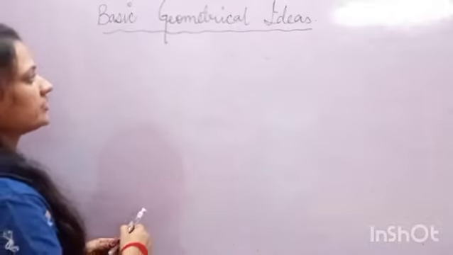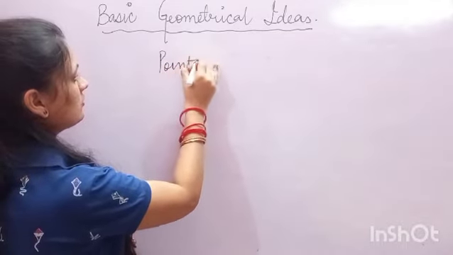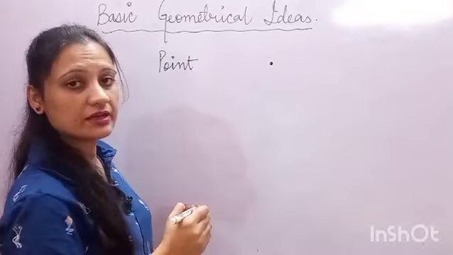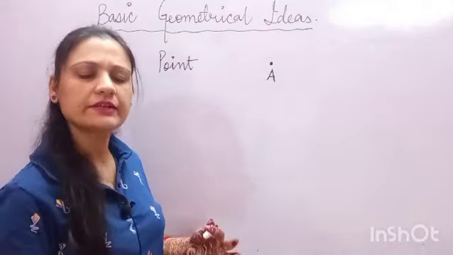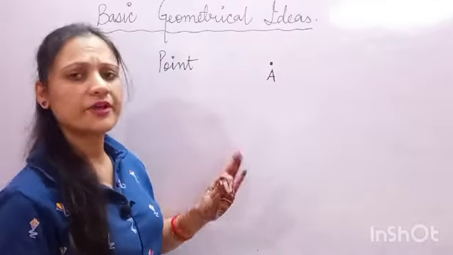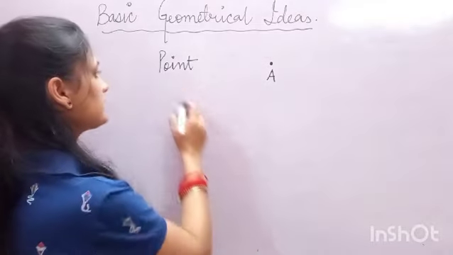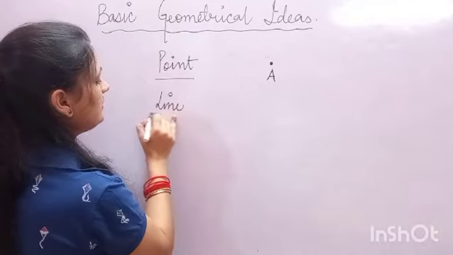So first we are going to start with point. How to represent a dot, and how to label it with a capital English letter A. Any letter you can take, but it should be a capital letter, right? It is a point. No length, no breadth, no height. Next comes a line. What's a line?